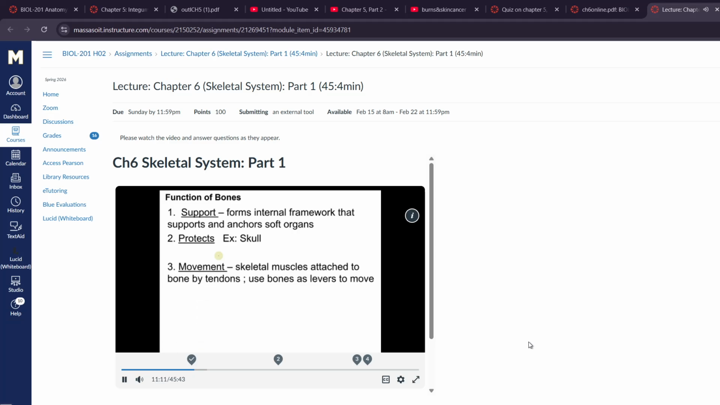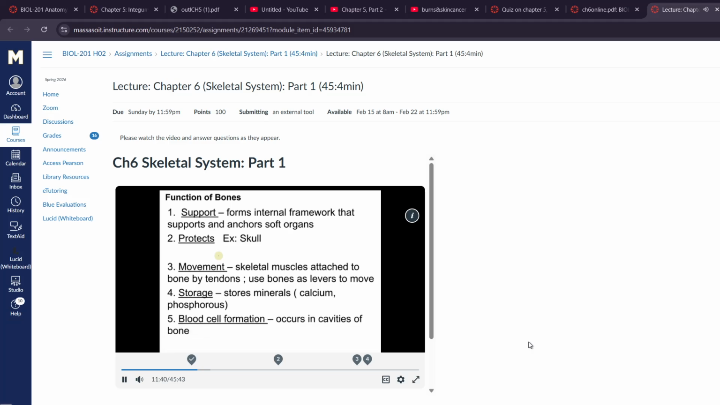Also, movement. Skeletal muscles are attached to bone by tendons, and the skeletal muscles use the bones as levers to move. So we could say that bone is involved in movement, although it's really the major role of the skeletal muscles. And then storage. Believe it or not, bone stores minerals such as calcium, phosphorus, manganese, zinc. When your body needs it, those minerals are released to the blood to travel to wherever it's needed.